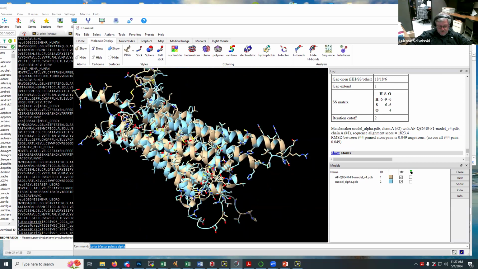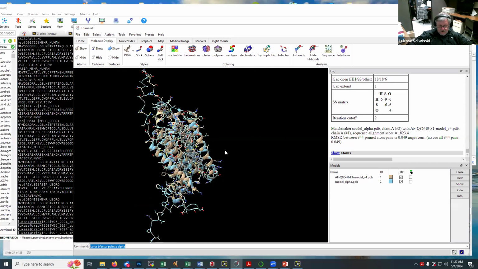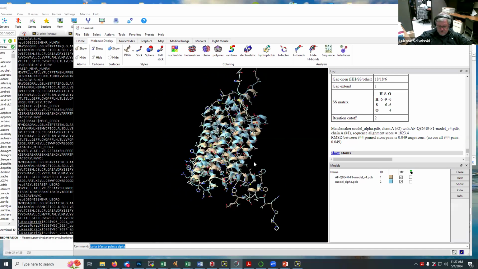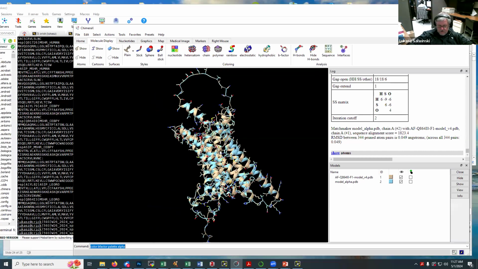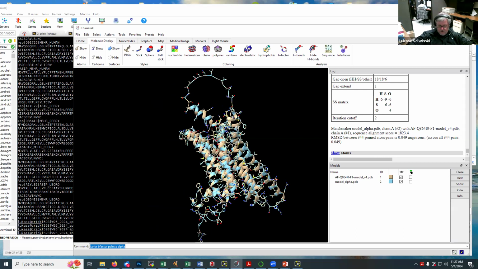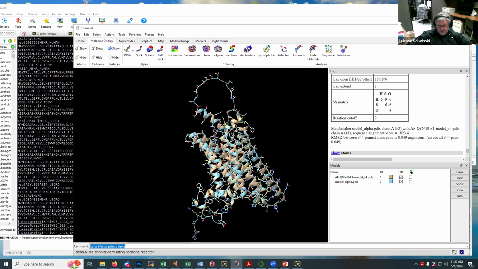So as you see, you can't improve much on the AlphaFold model when using Swiss modeler. You're going to get roughly the same structure.